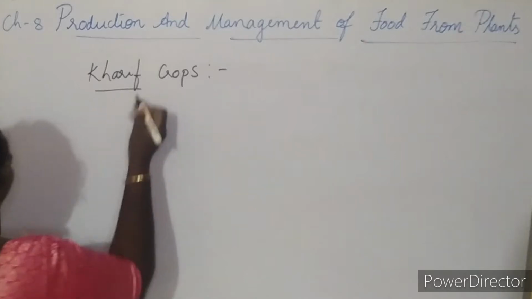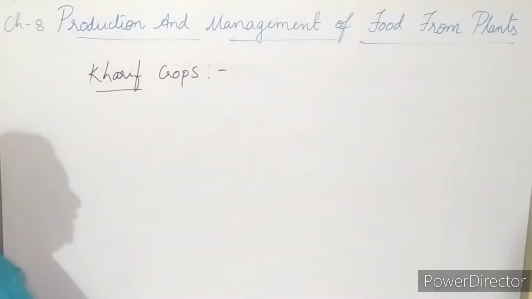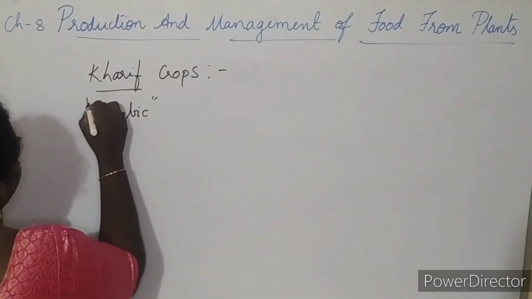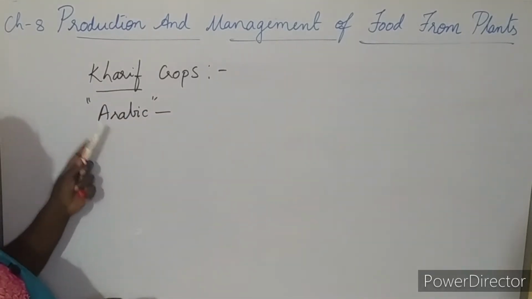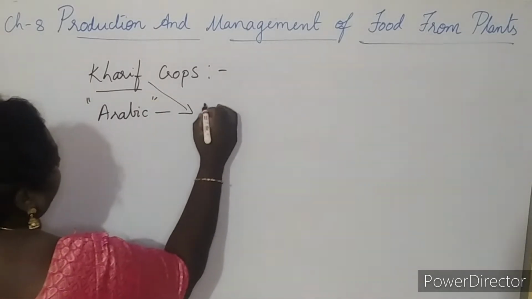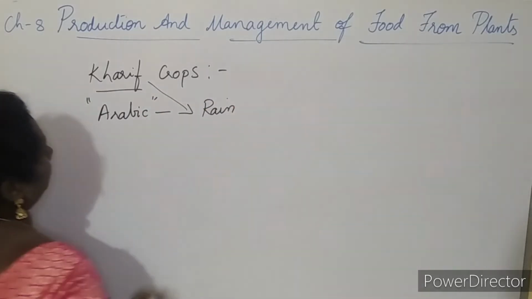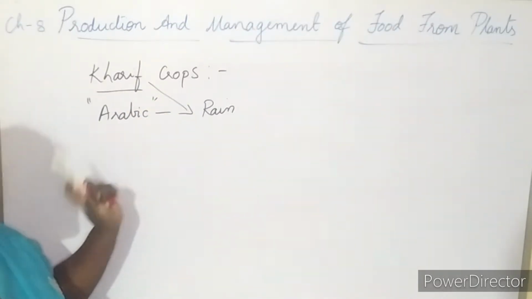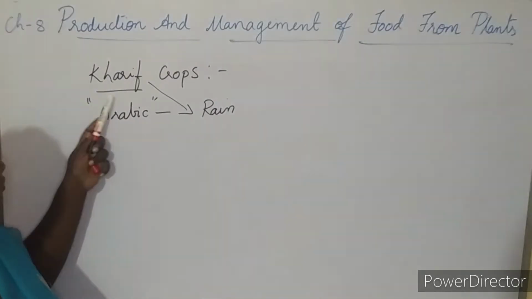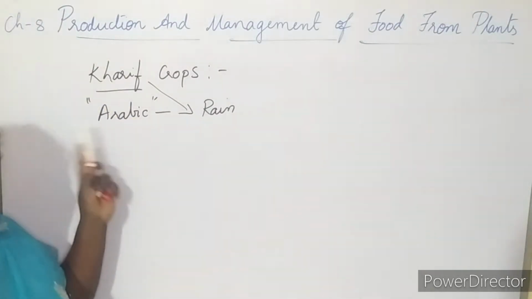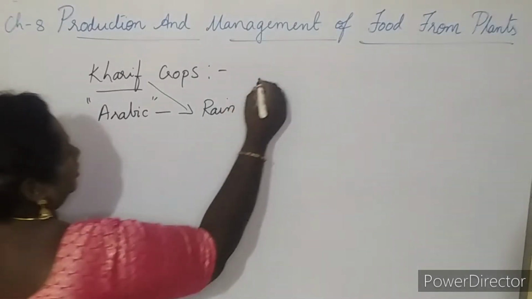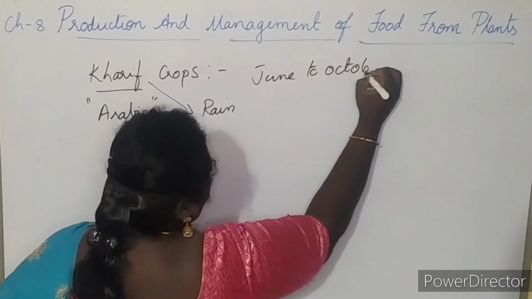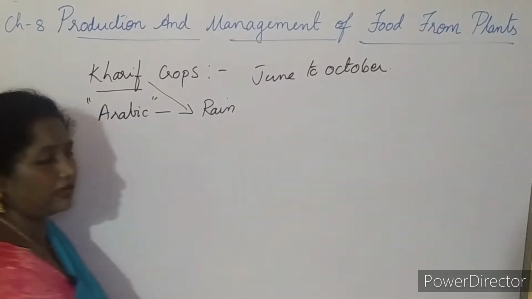The word Kharif is derived from the Arabic language, and the meaning of Kharif in Arabic is rain. So Kharif crops means rainy season crops, we can say. In India we can see the rainy season from June to October. In these months the crops are grown.